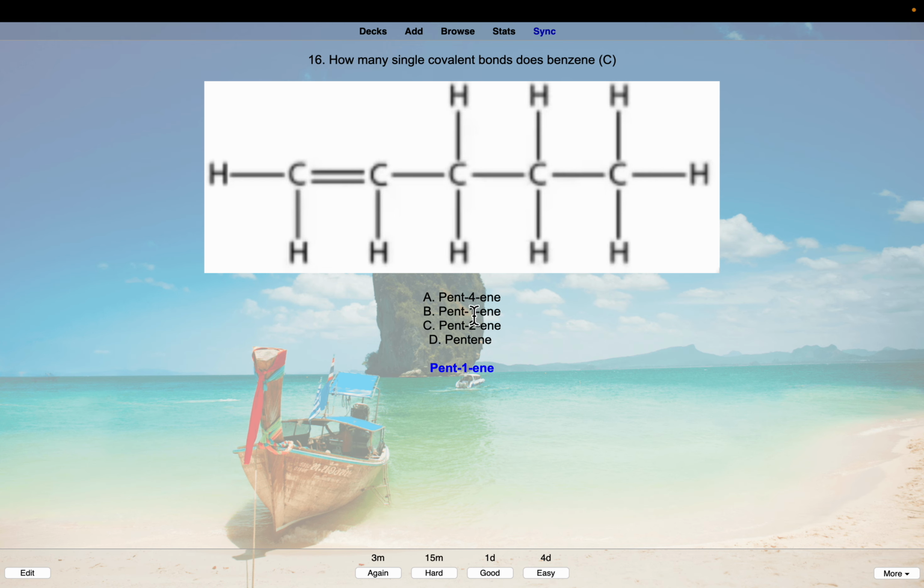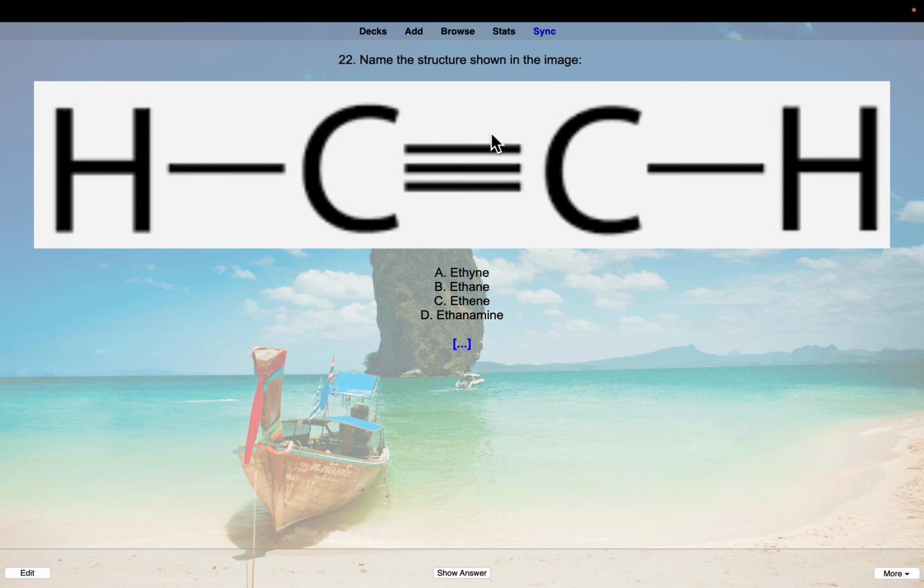Better recognize the position of the carbon that is associated with the double bond. So letter B. Next, name the structure. So we have a triple bond in the middle, and C, and then we have H atoms on each end, on both ends. This is not ethanamine. Ethane, I guess? No, no, no.